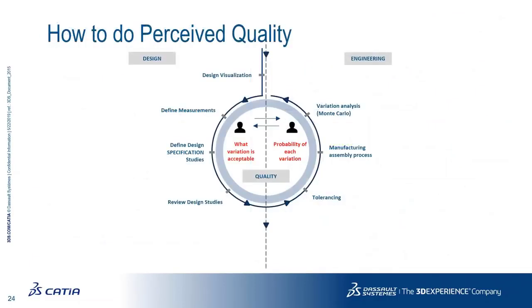So how to do perceived quality in terms of tolerance analysis? Normally, the designer starts with the design visualization, as you have seen this before. Then they define the measurements, and they define the so-called specification studies. So basically, they define which variation is acceptable if you have 2 parts next to each other and they have a gap between these things. So basically, you do have this, and then you define the acceptance of this variation. This is the input for the designers, basically.